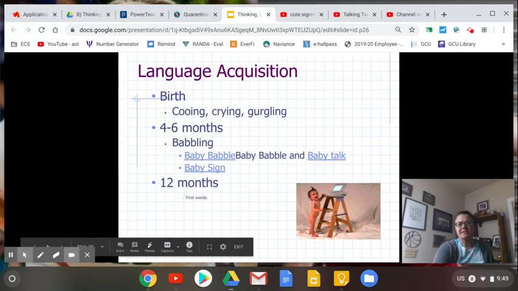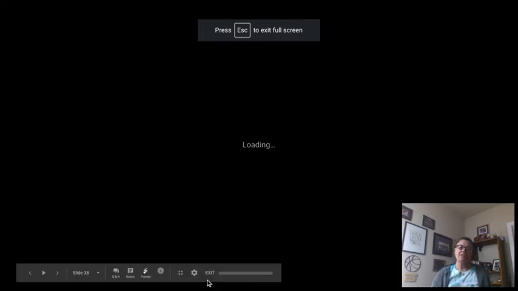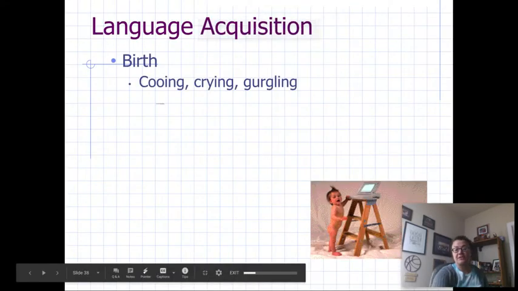At 12 months, babies will likely say their first words. I'm going to exit out of here just so that we don't have all these little things popping up everywhere. And I'm going to just go ahead and present again. So at 12 months, babies should be saying their first word.